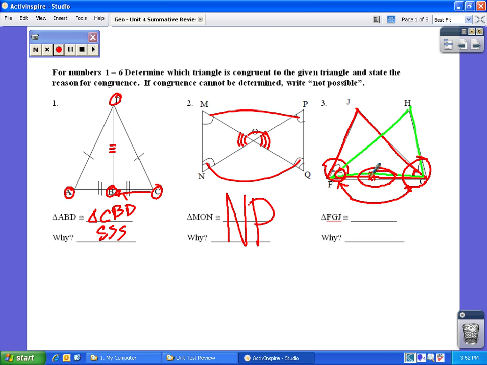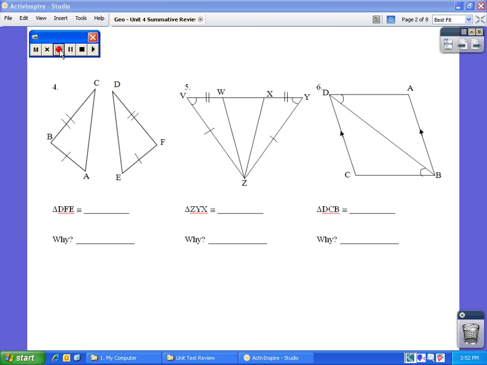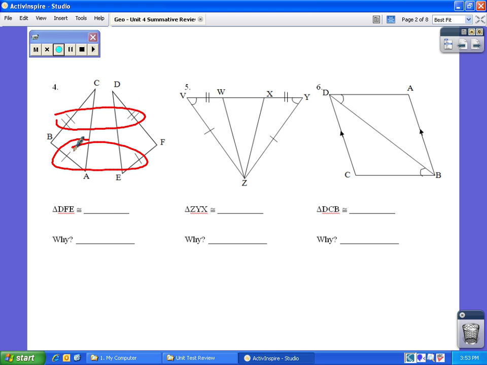So FGJ is congruent to GFH, and that's by angle side angle. Moving right along, triangle DFE and the other triangle are not congruent. We're only given 2 pieces of information, 2 pairs of congruent sides, which is not enough to prove that the triangles are congruent.